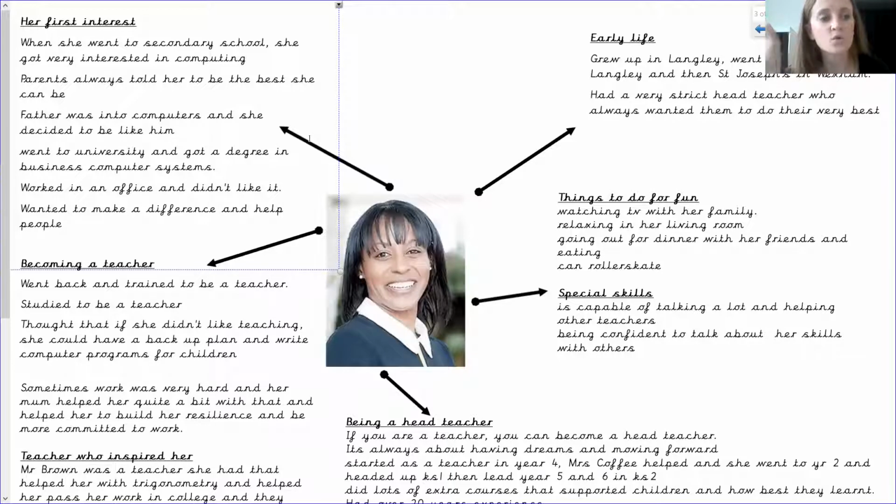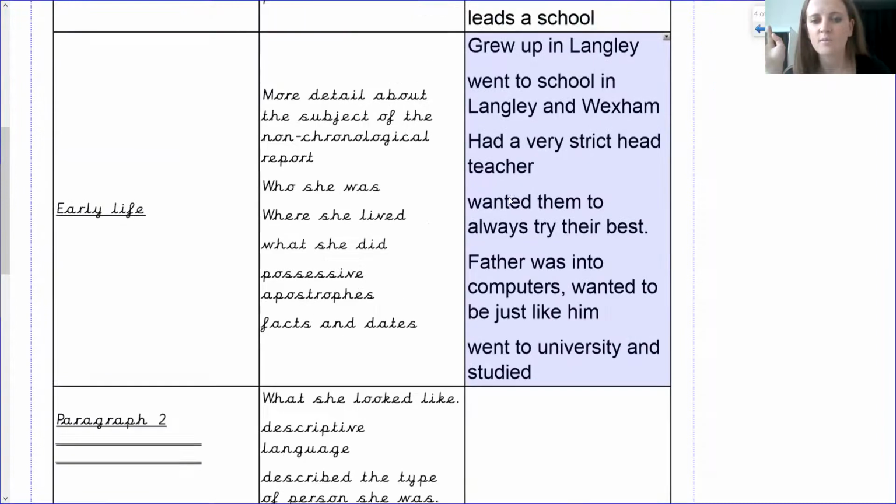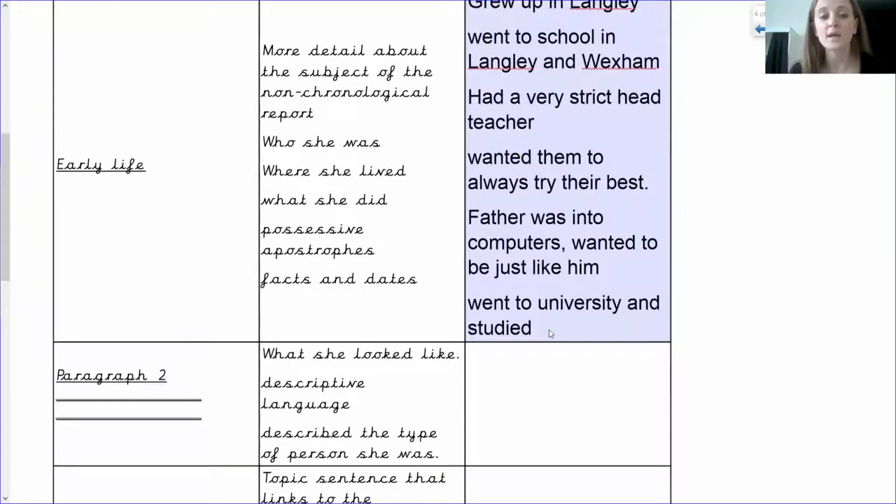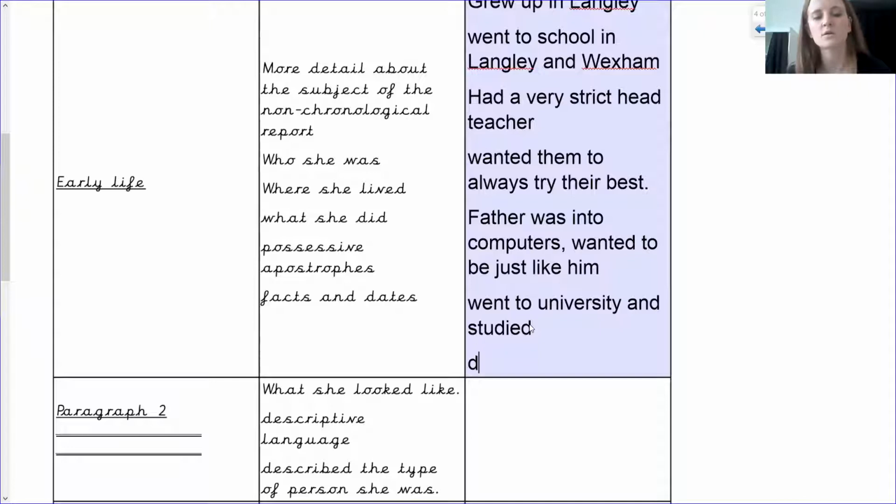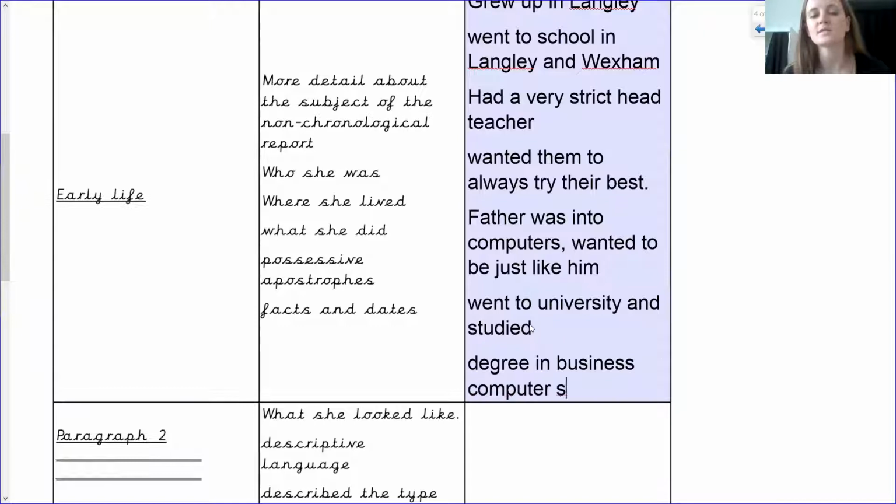Mrs. Bowen got a degree in business computer systems. So we could say went to university, studied, got a degree in business computer systems. Okay, and that would be a really good way to start our early life paragraph, or end it up, because remember, we're linking it to our topic sentence of where she grew up and what she studied. Once we finished that paragraph, we can move into how she got into teaching.